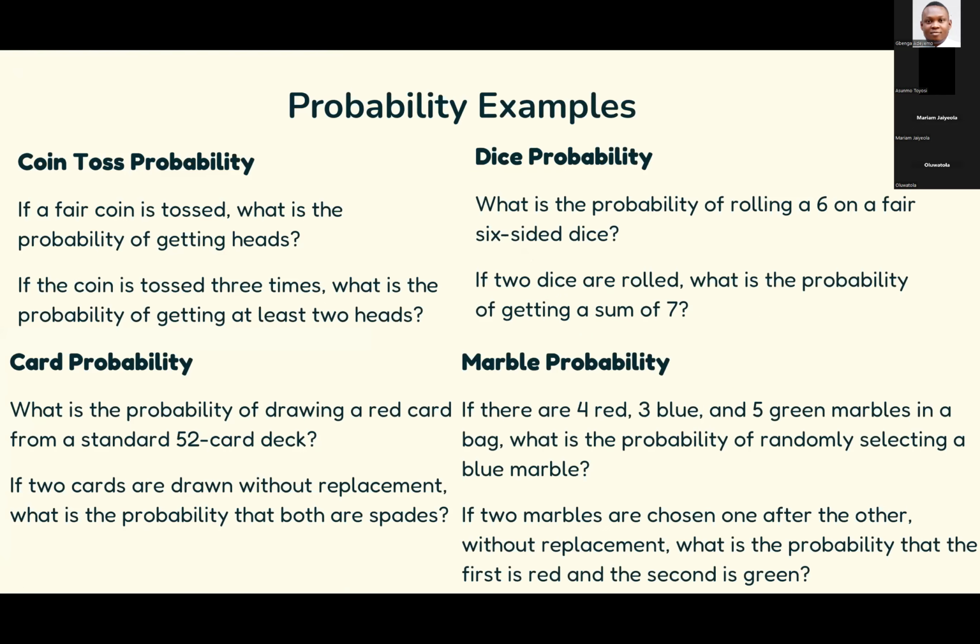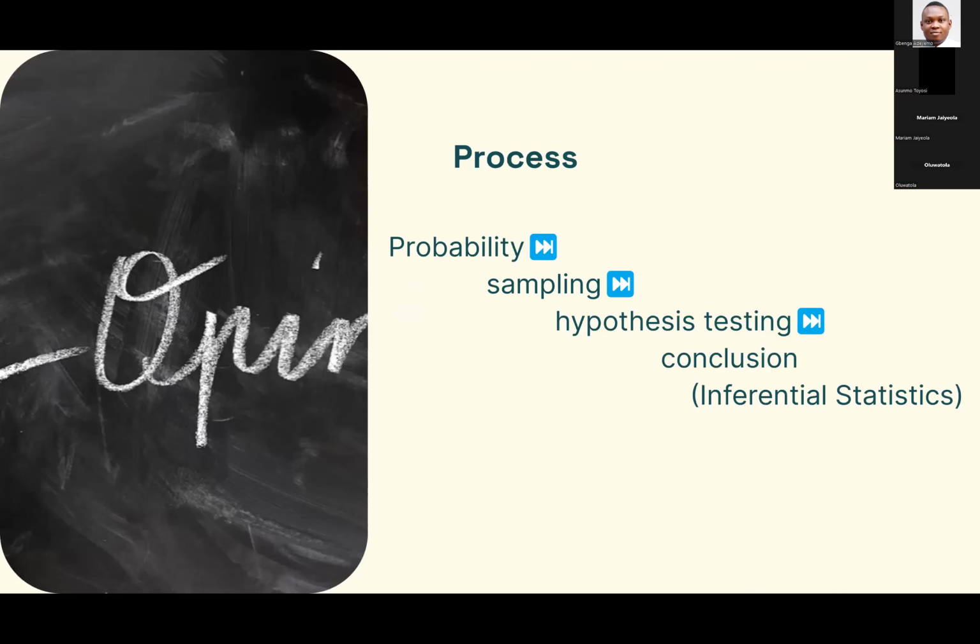So, like I said, yes, this is the process. It goes from probability, sampling, hypothesis testing, then down to making your conclusion. That's with the inferential statistics. So now let's take the steps one after the other. Let's look at probability now.